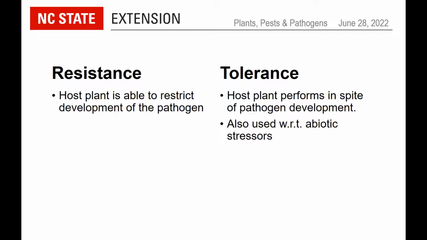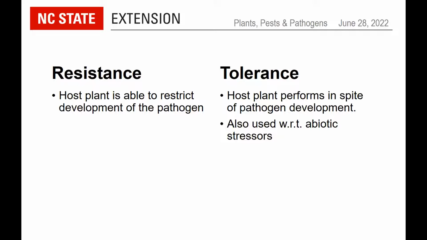Whereas tolerance means that the plant is performing, usually yielding, at least adequately, in spite of the fact that the pathogen is present and developing. You could have a situation where a plant is tolerant, but the pathogen is actually building up to higher levels than before, and the plant is able to withstand that. We also use the term tolerance, of course, when we're talking about abiotic stressors like salt tolerance and drought tolerance.